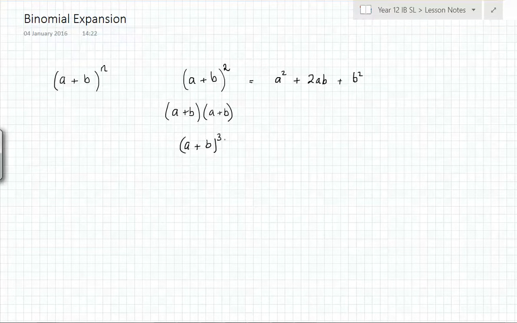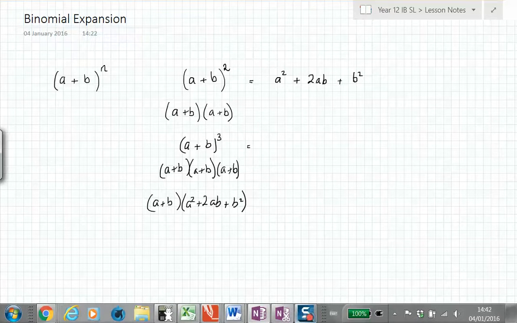What about A plus B cubed? Can you work that out for me? How would you go about it? Just to check so no one sits there and waits for everyone else to do it for them. A plus B times A plus B times A plus B. Yeah, it is. But do you have anything already there to help you? Yeah. So I could just do A plus B times A squared plus 2AB plus B squared. So have a go at that and tell me what you think the answer is.